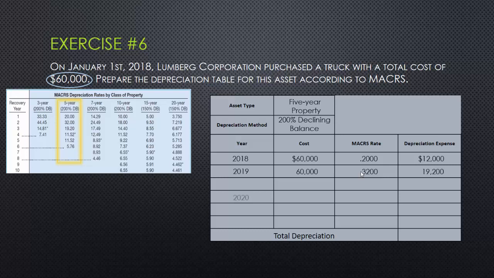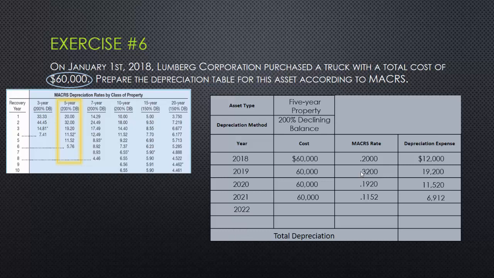And we're going to repeat this process all the way through. Each year we're going to multiply our $60,000 historical cost by the amount that we get to depreciate by according to our table. It's 19.2% in year 3, which means in year 3 we're going to record a depreciation expense of $11,520. In 2021 it is 11.52%, so let's multiply that by 0.1152. And in 2021 we're going to have a depreciation expense of $6,912.